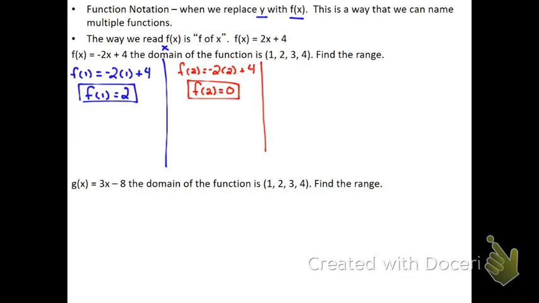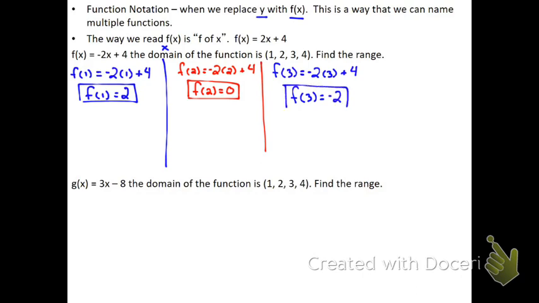Next, we'll do f of 3 equals negative 2 times 3 plus 4. F of 3 equals negative 2.